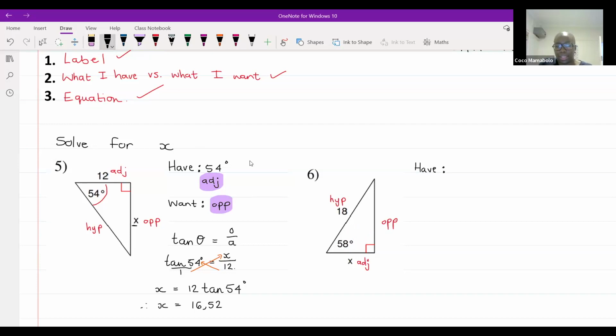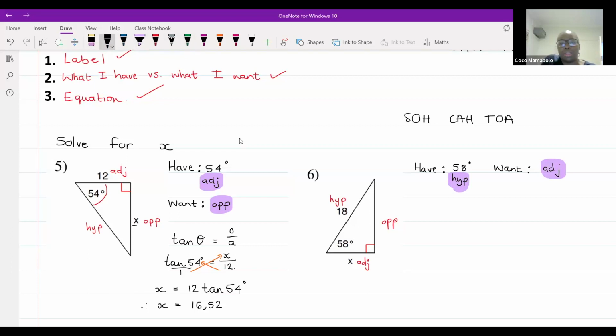What do I have? I can see here, I've got my 58-degree angle, and I've also got the hypotenuse. What do I want? I want x, and I know that x is the adjacent side. So if I follow SOHCAHTOA, which one of those 3 is going to use the hypotenuse and the adjacent? Thank you, Fulani, as always, on point, without me even finishing the sentence, 100%.